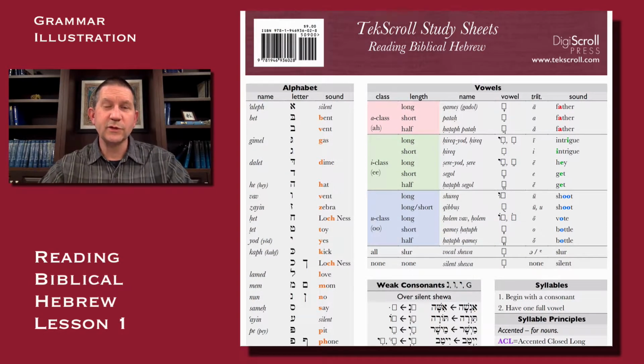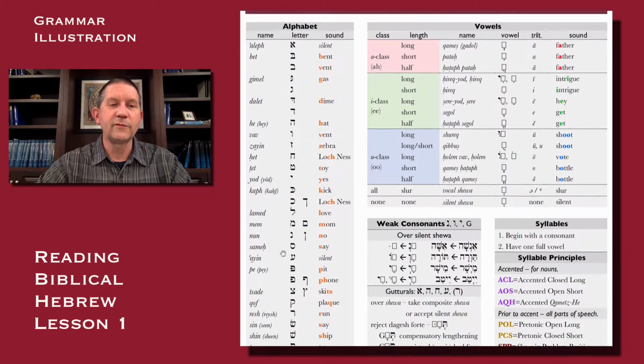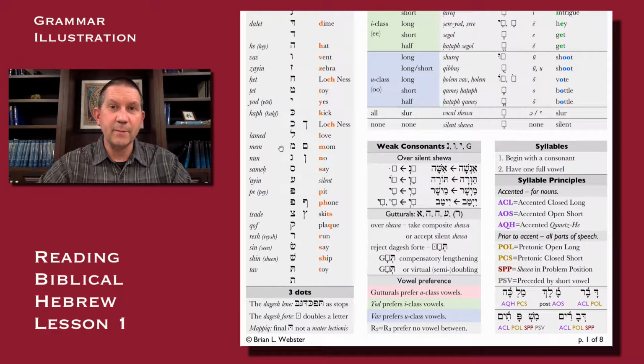So I'm going to begin just by reading through the alphabet, and that way you will have heard the pronunciation of the name of each letter. We have Aleph, Bet, Gimel, Dalet, Hey, Vav, Zayin, Chet, Tet, Yod, Kaf, Lamed, Mem, Nun, Samech, Ayin, Pei, Tsadi, Kof, Resh, Sin, Shin, and Tav.